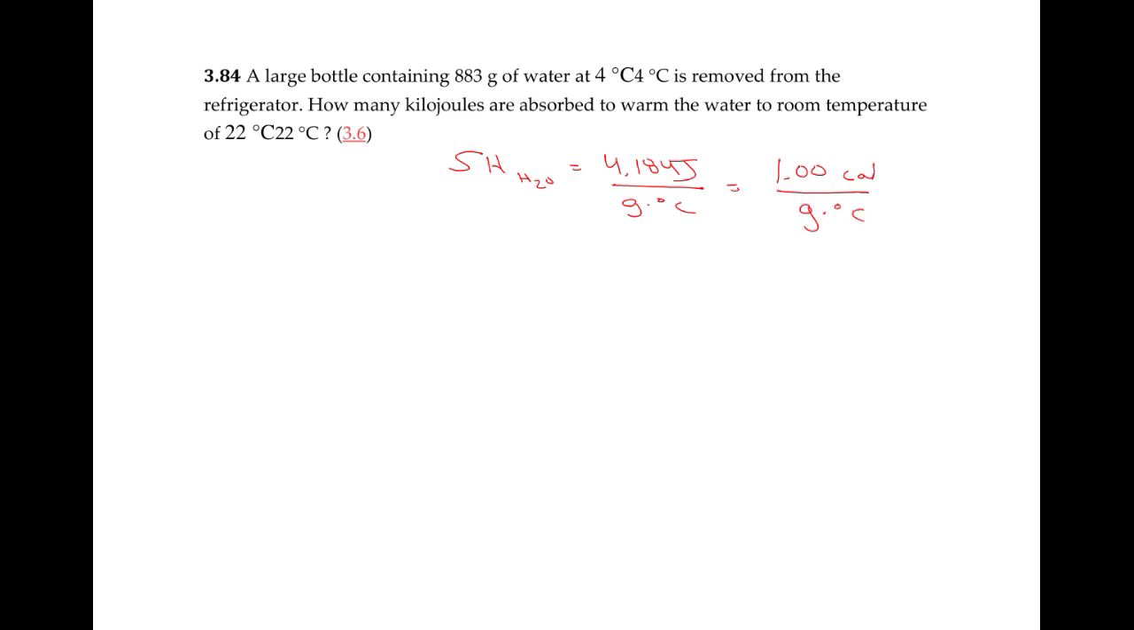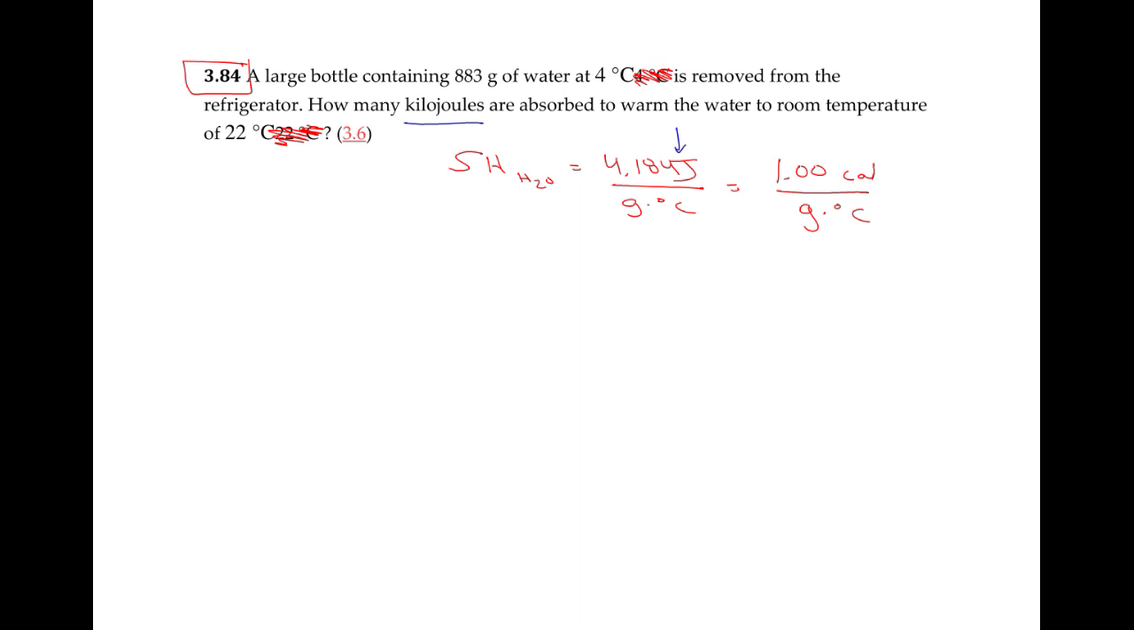So we have to decide which one of these conversion factors we're going to use based on the question at hand. So question 3.84, it says a large bottle containing 883 grams of water at 4 degrees Celsius. Sorry about this copy thing where it seems to be duplicating numbers for some reason. Anyhow, the bottle of water at 4 degrees Celsius is removed from the refrigerator. How many kilojoules are absorbed to warm the water to room temperature of 22 degrees Celsius? Since it's asking specifically for kilojoules, we're going to use this conversion factor that uses joules.